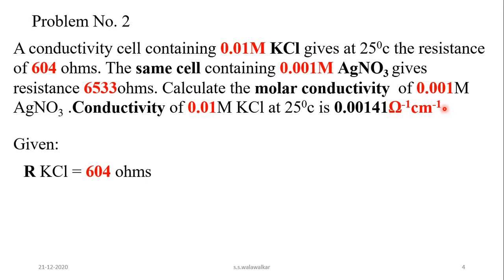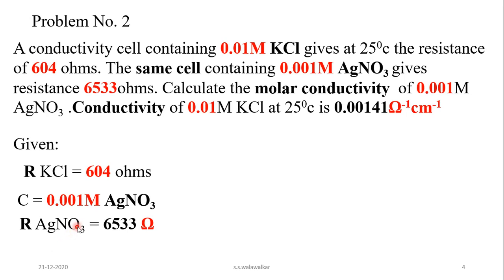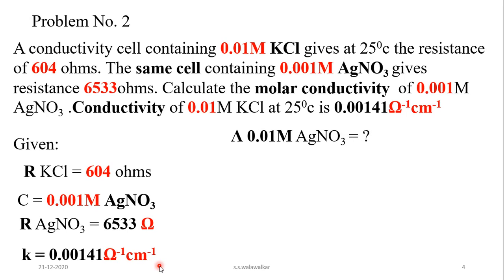Now what is given in this example? The resistance of the 0.01 molar KCl solution is given, 604 ohms. The concentration of AgNO3 is given, 0.001 molar. The resistance of AgNO3 is also given, 6533 ohms. And the conductivity of the standard KCl solution is given, 0.00141 ohm inverse centimeter inverse. Now what do you have to calculate? You have to calculate the molar conductivity of the solution having concentration 0.001 molar.